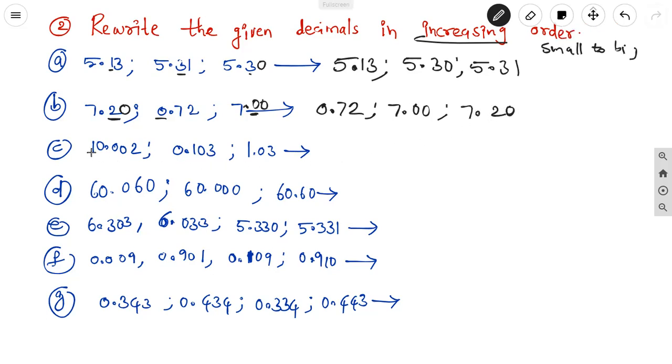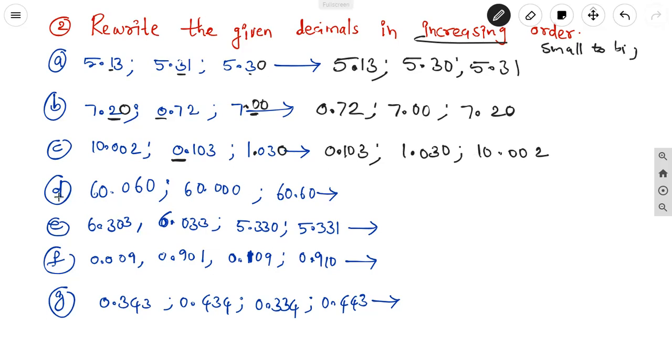Here third one, 10.003. 3 digits are there after the decimal point. The others have decimal point after 2 only, make into like decimal. Then compare the whole part. Here 0 is there. So first 0.103 will come. Next increasing number is 1.030. Next increasing number is 10.003. Write in order, 0 after 1, 1 after 10.